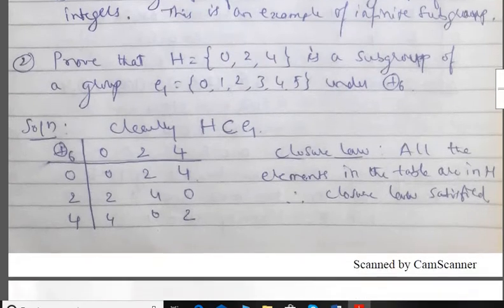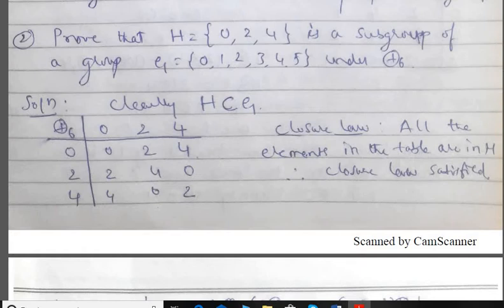Now let us see an example of a finite subgroup of a group. Prove that H containing 0, 2, 4 is a subgroup of the group G containing 0, 1, 2, 3, 4, 5 under addition modulo 6. So we have to prove that H is a subgroup of G under addition modulo 6. Given that G is a group, we see that 0, 2, 4 are also present in the set G, hence H is a subset of G.